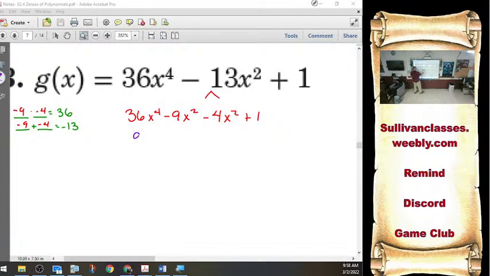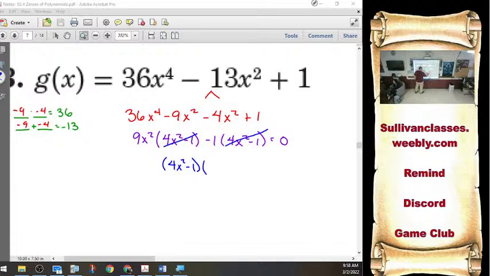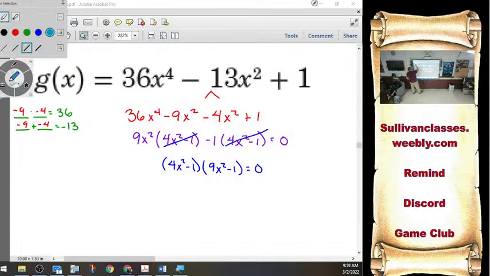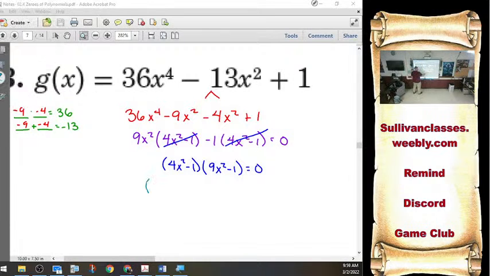Take out a 9x squared. I'm left with a 4x squared minus 1. Take out negative 1. I'm left with a 4x squared minus 1. So with 4x squared minus 1 taken out, I'm left with 9x squared minus 1. Each of those are difference of squares. Square root, plus minus conjugates. 2x plus 1, 2x minus 1. 3x plus 1, 3x minus 1.